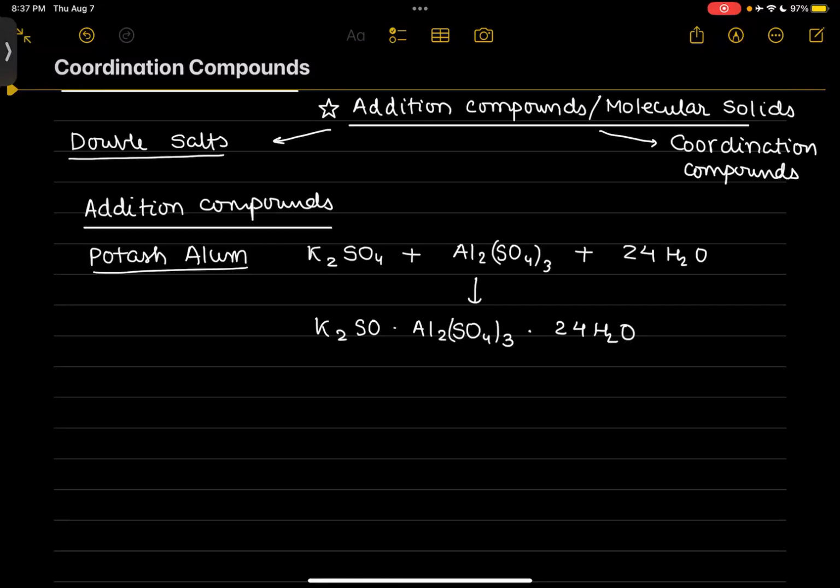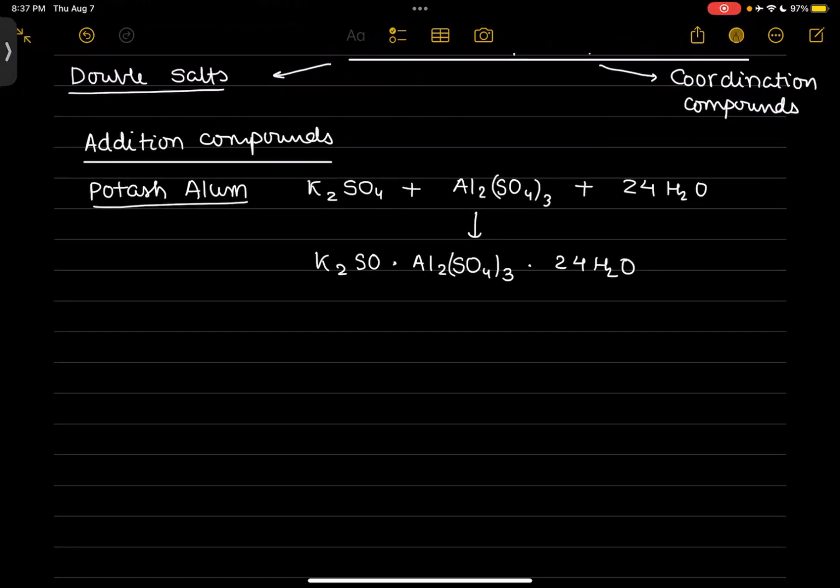Yes, sir. So this is potash alum, and you can see that 1 mole of aluminum sulfate and potassium sulfate are joined together. Got it? You might have used Mohr salt in your school lab, in class 11th or maybe class 12th also. So what's the formula of Mohr salt and why are we studying it here? Any idea?